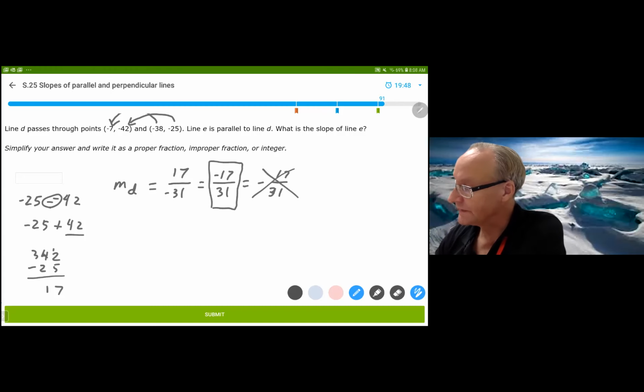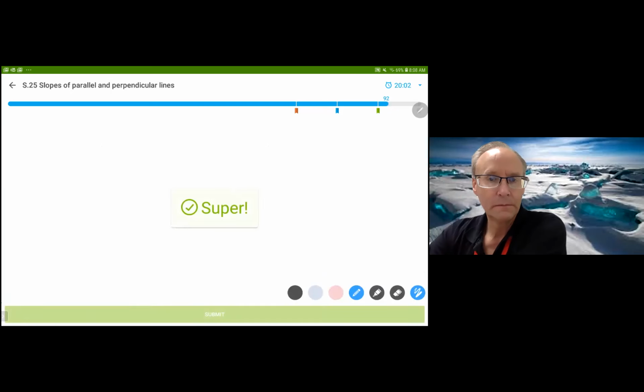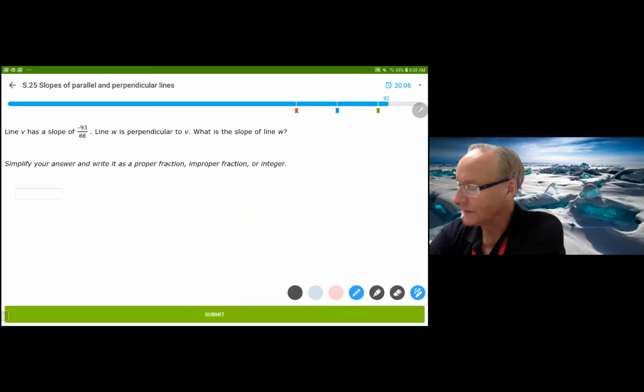E is parallel to D, so we want the same slope, negative 17 over 31. I don't think they would count it wrong if you put it in the denominator, but I think it's just better to always have it in the numerator. Oh man, I'm getting lag.